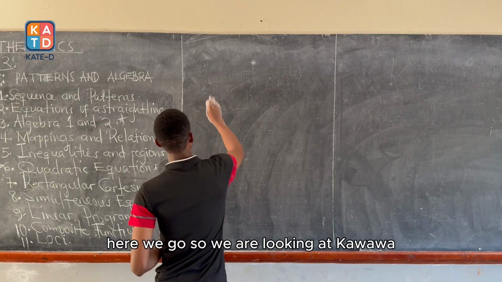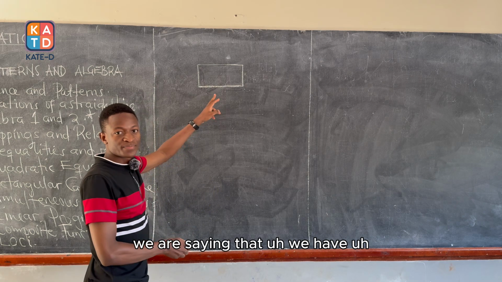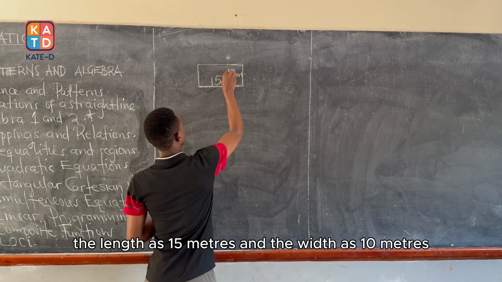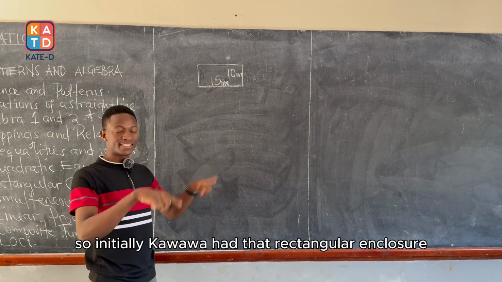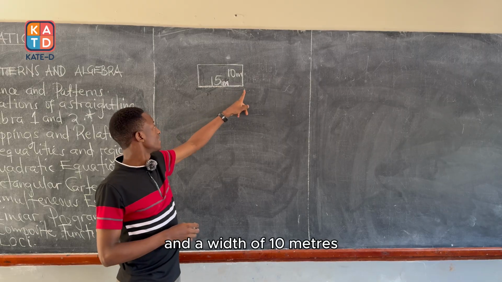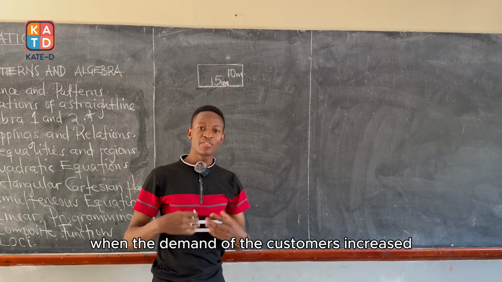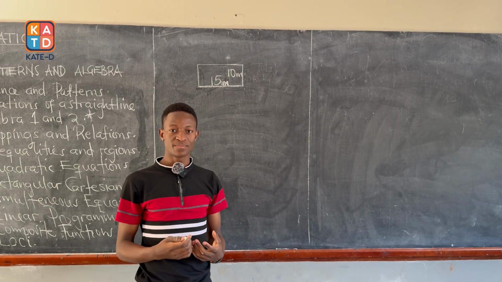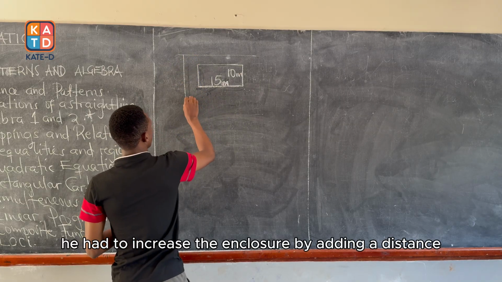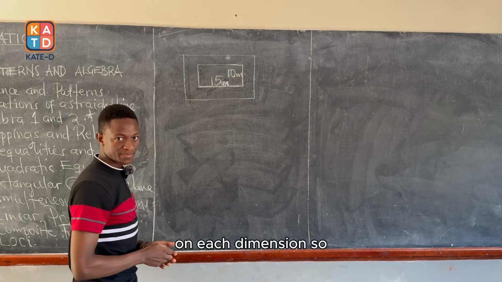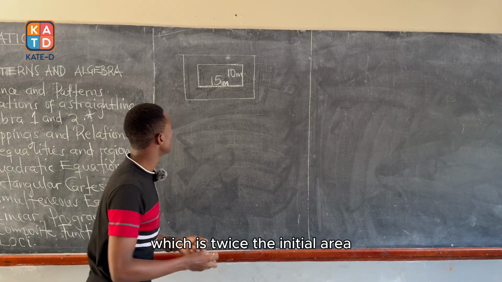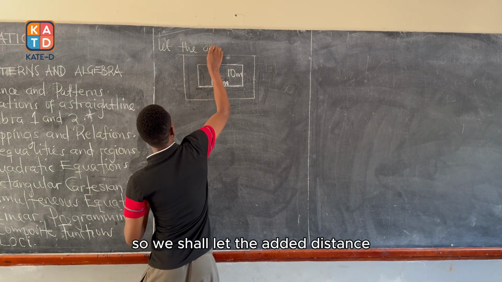Here we go. We are looking at Kawawa. We have the length as 15 meters and the width as 10 meters. Initially, Kawawa had that rectangular enclosure, which had an area bounded by a length of 15 meters and a width of 10 meters. When the demand of the customers increased, he had to increase the number of chicks. And this was what he did. He had to increase the enclosure by adding a distance on each dimension. The distance that he's adding on should make sure that it yields an area which is at least twice the initial area. So we shall let the added distance be x.